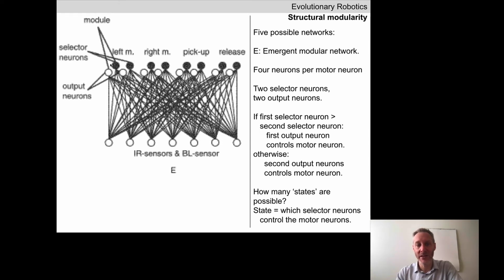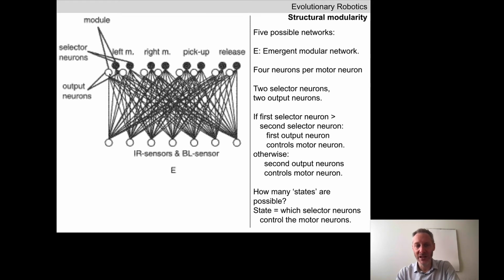Let's imagine that this pair of selector neurons has a higher sum than this pair, or this pair at a given time. We then zoom in and look at these 2 floating point values. If the value of the left selector neuron is greater than the value of the right selector neuron, then the left output neuron controls the left motor. If the right selector neuron has a higher value than the left selector neuron, then this output neuron controls the robot's left motor.